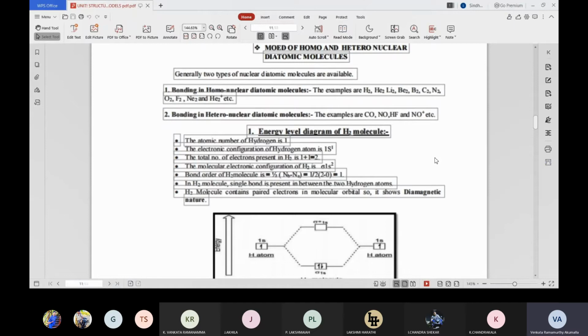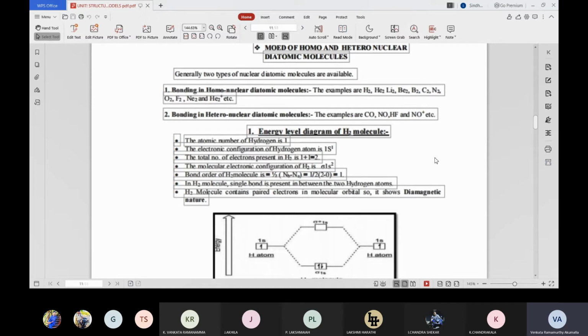And another one is bonding in heteronuclear diatomic molecules. The examples are carbon monoxide, nitrogen oxide, hydrogen fluoride and the nitrogen oxide ion, etc. Bonding in heteronuclear diatomic molecules means different types of atoms. Carbon is one type of atom, oxygen is another type of atom, and their combination is carbon monoxide. That is a heteronuclear diatomic molecule.